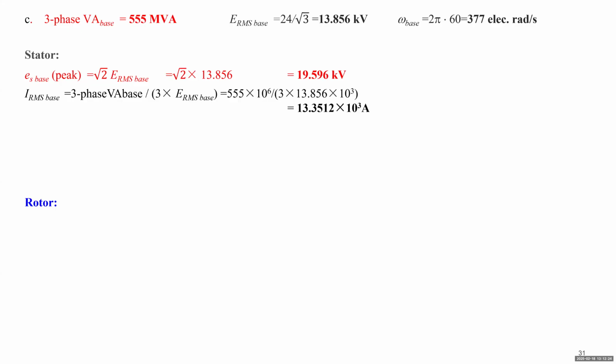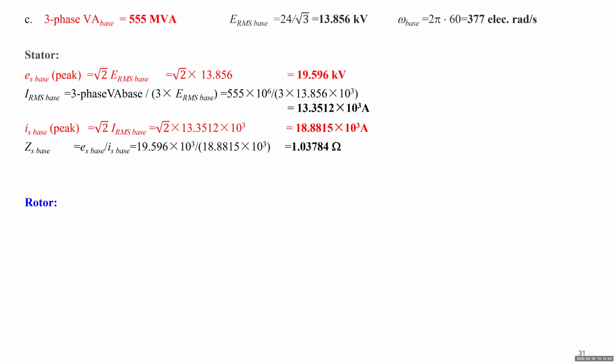So for the current, we can calculate the RMS value for current. We simply let the three-phase power divided by 3, then divided by the RMS value of voltage. So we'll have the current RMS value, which means the instantaneous peak current will be the RMS value multiplied by √2. So it will give you this value. So now we have all the three bases, so we can calculate the other bases. The impedance base will be the instantaneous voltage base divided by the instantaneous current base. Inductance base will be the impedance base divided by the omega base.